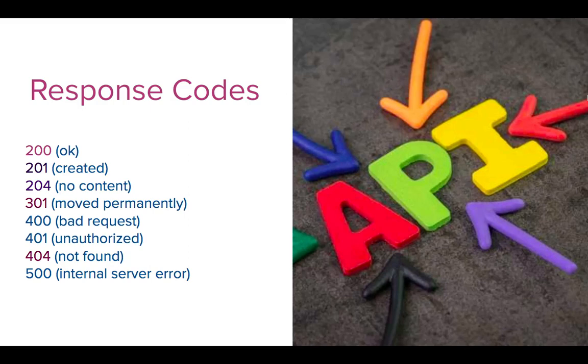So let me now introduce you to one of the most important concepts when designing APIs, which is called response codes. So what are response codes? Response codes are just short numbers that give some indication about what has just happened after a user has made a request. So for example, a response code of 200 means that everything went perfectly and there is no problem.